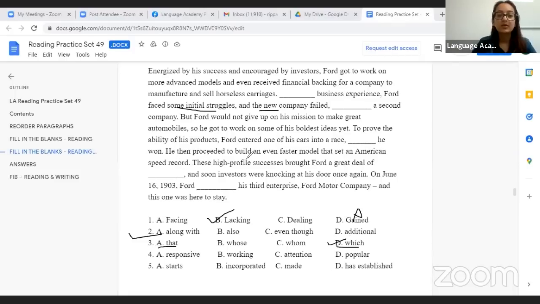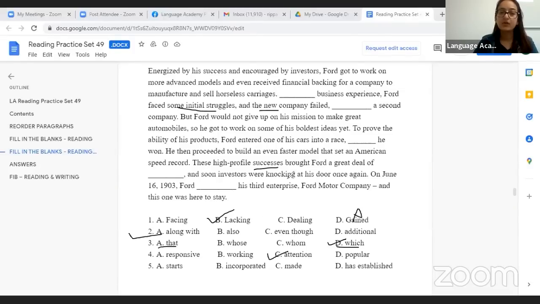He then proceeded to build an even faster model that set an American speed record. These high-profile successes brought Ford a great deal of dash. So success brought a great deal of responsiveness. It should be a noun. Great deal of working is no deal. Great deal of attention is fine. Great deal of popularity is the noun. So the only noun that we have here is attention. Nothing else is possible. Great deal of attention.